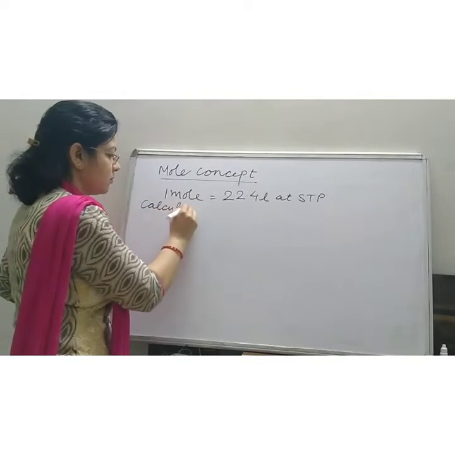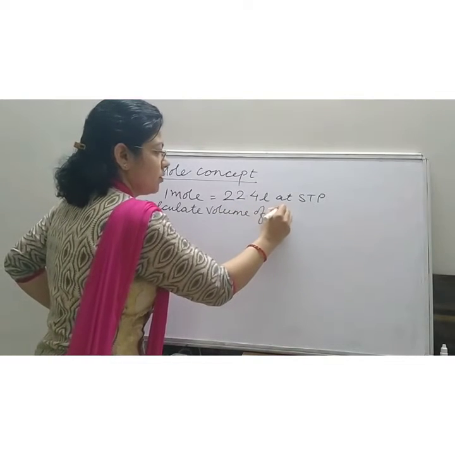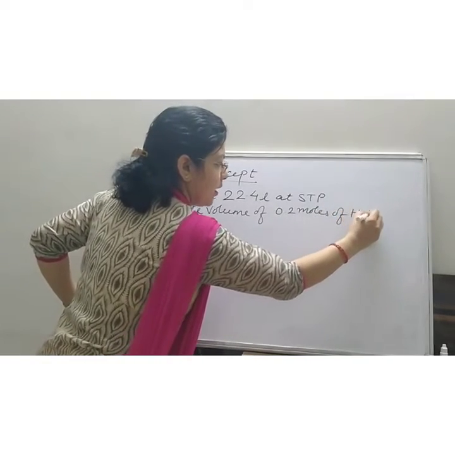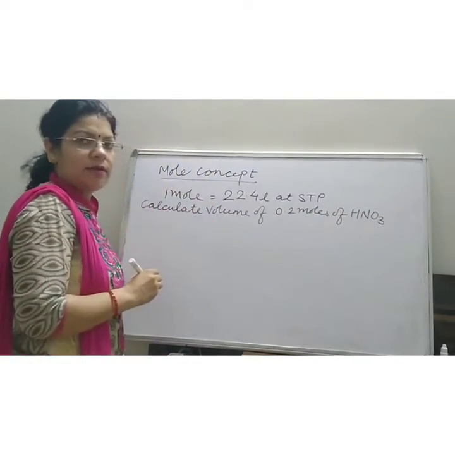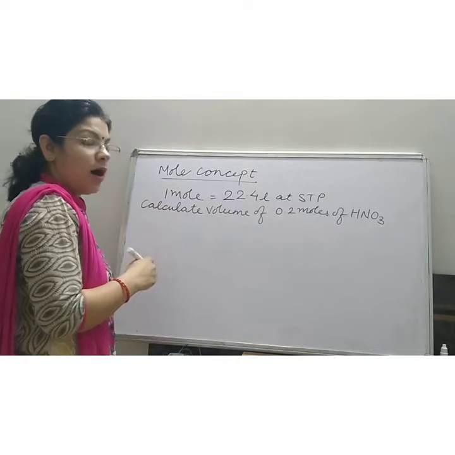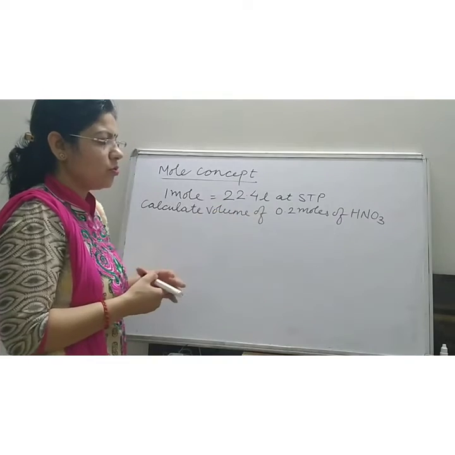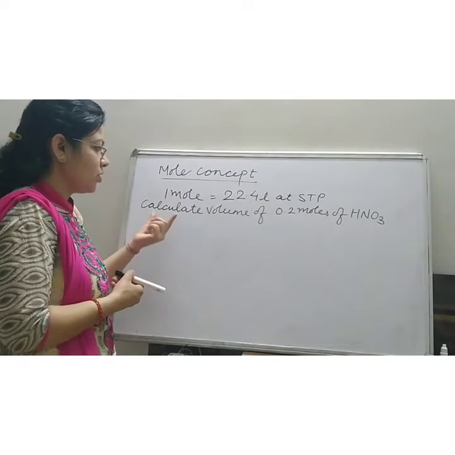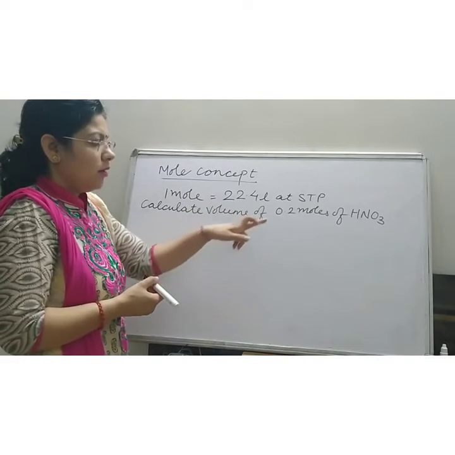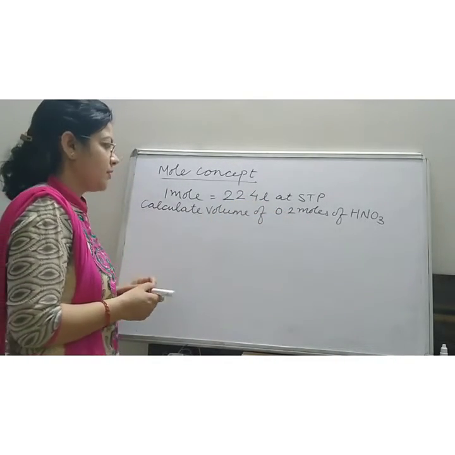Calculate the volume of 0.2 moles of nitric acid. How do we solve this question? As in this question we have to calculate volume, so put volume on the right side. Moles are given to you, so put moles on the left hand side.